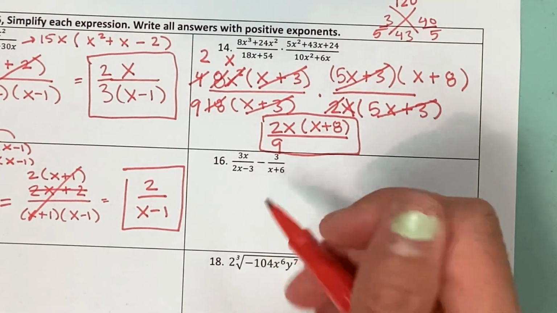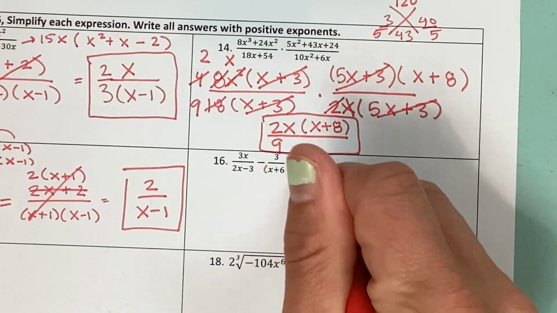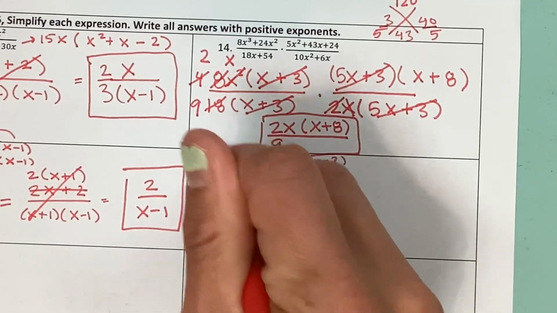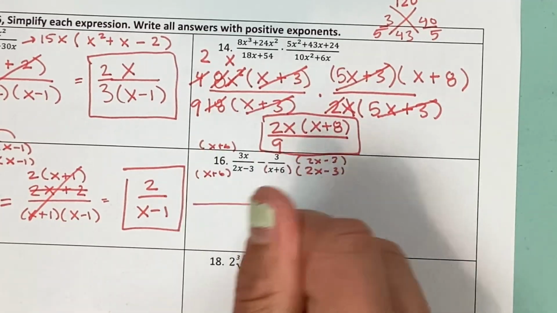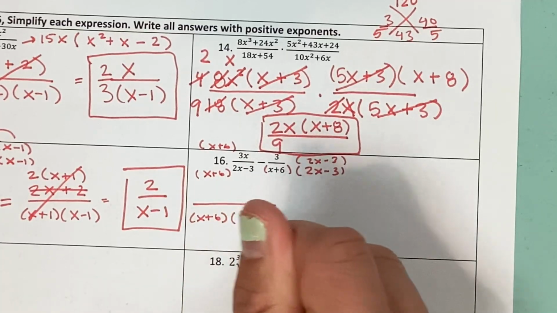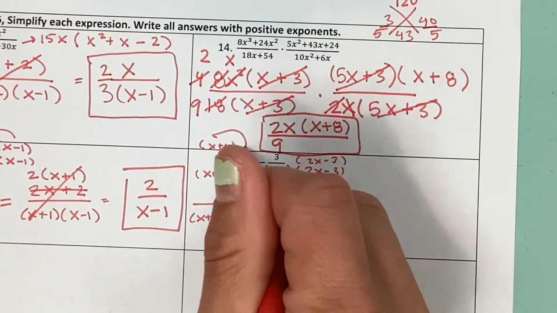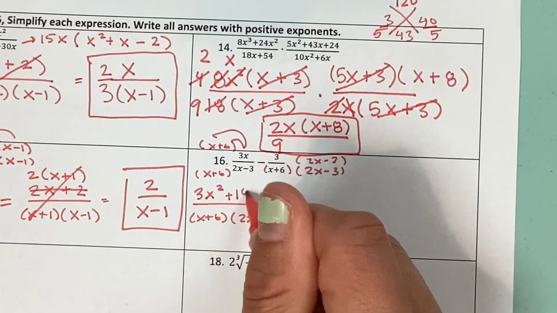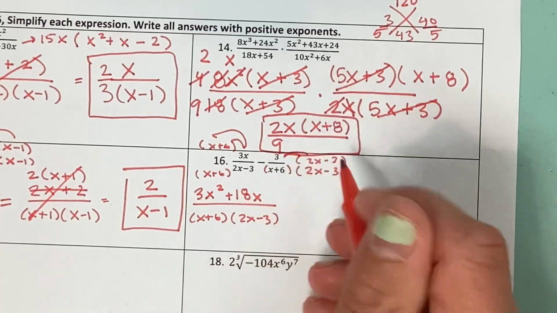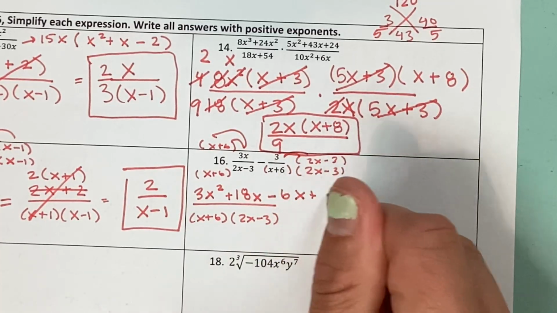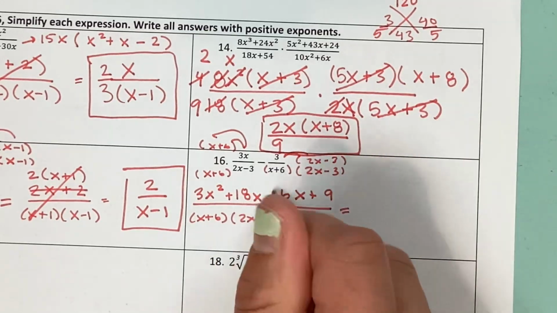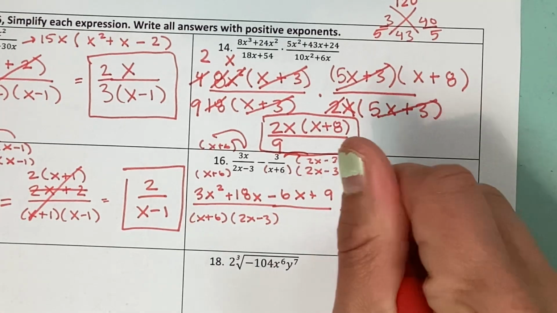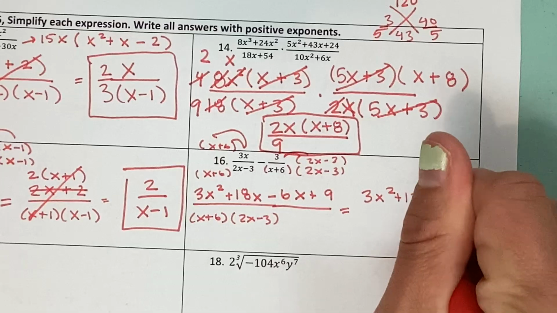All right, over here, there's no GCF, so I'm going to multiply this one by 2x minus 3 on top and bottom, and this one by x plus 6 on top and bottom. So my denominator is x plus 6, 2x minus 3. And on top, I'm going to distribute this 3x. So I've got 3x squared plus 18x. And then down here, I'm going to distribute this negative 3. So minus 6x plus 9. All right, I can combine my like terms right here in the center. So 18 minus 6, which is going to give me 12. So 3x squared plus 12x plus 9.